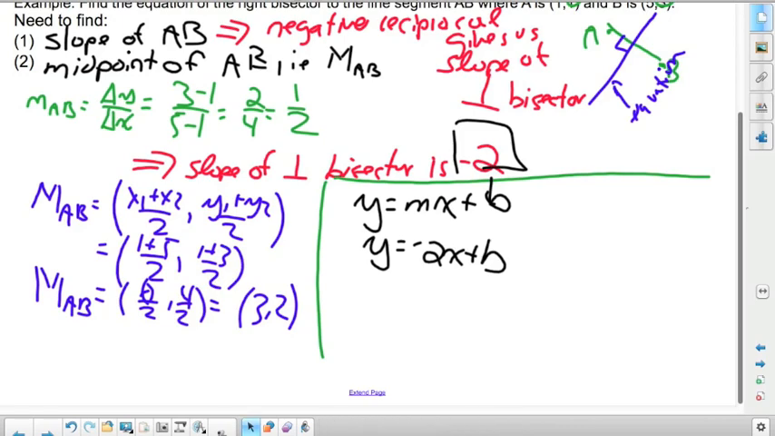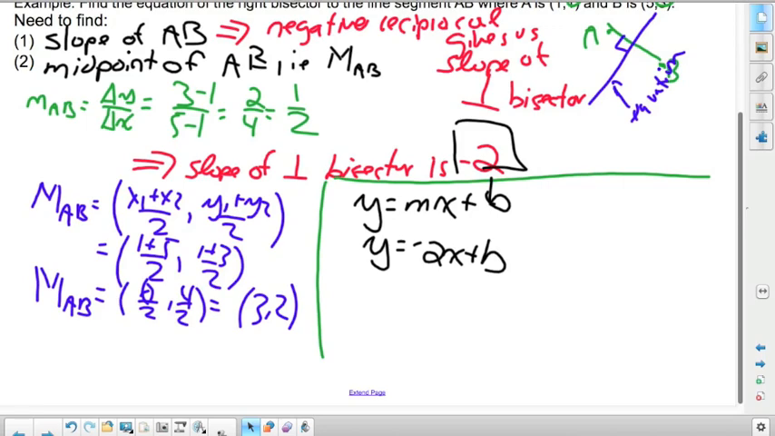I get points A or B, and we solve for b, right? Yes? Take points A and B, plug it in, we solve for b. Yes, Adrian. I'm drawing a blank on what the small b is going to be. Small b is the y-intercept, so where it crosses the y-axis. Okay?